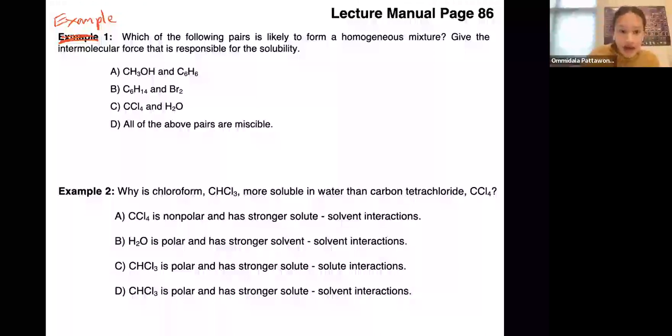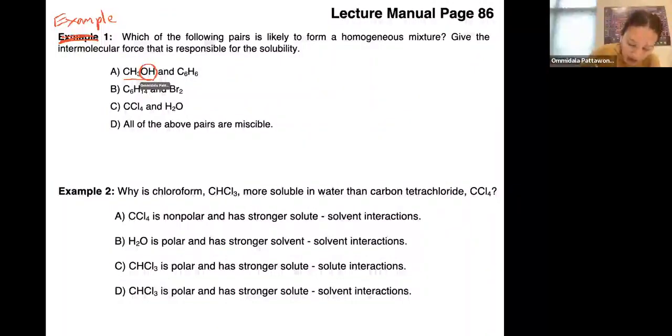The answer for this is, first, you will need to go through whether they are polar or non-polar. So let's take a look at A. A contains an OH bond right here, so this is going to be a polar molecule. This is all carbon and hydrogen, so this is going to be a non-polar molecule. Polar and non-polar are not going to form a homogeneous mixture because they have different types of interaction. Now carbon and hydrogen, so this is non-polar.